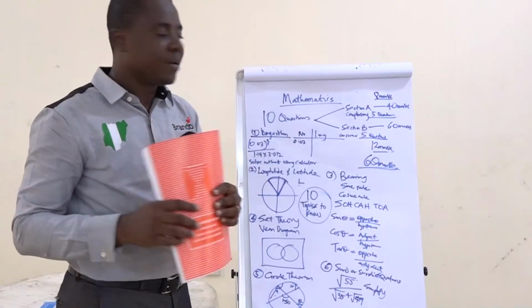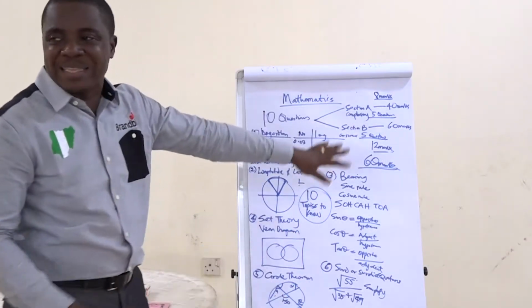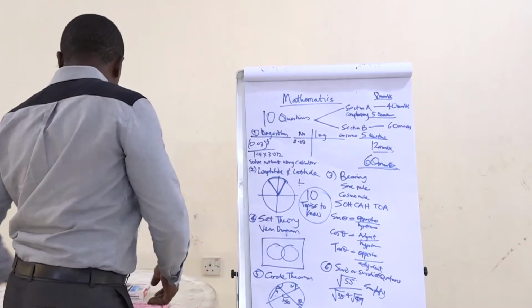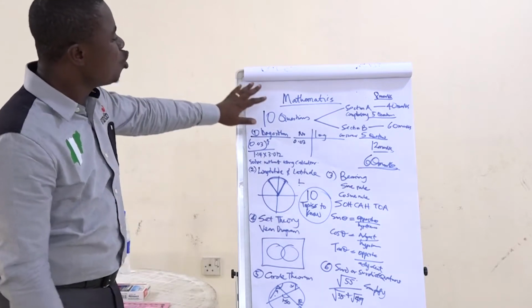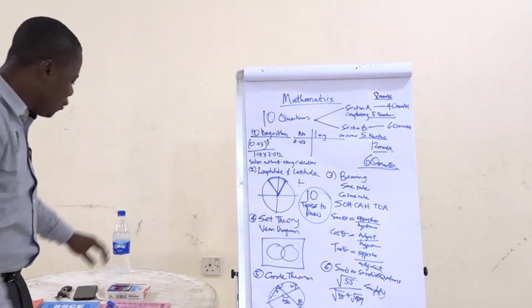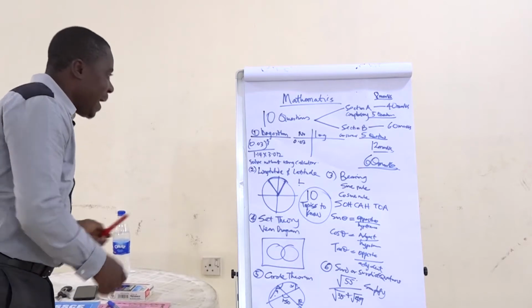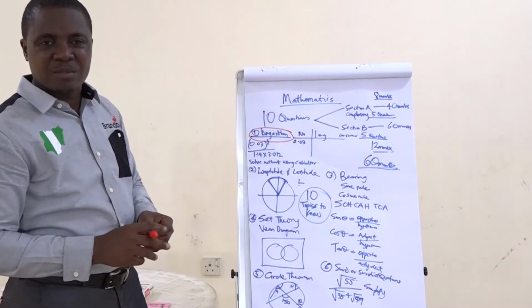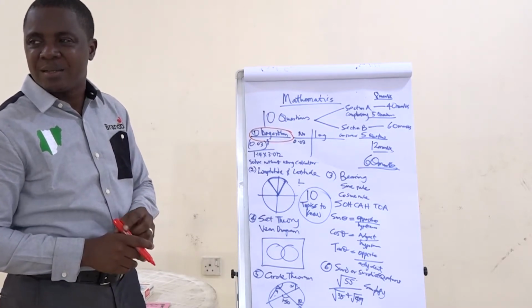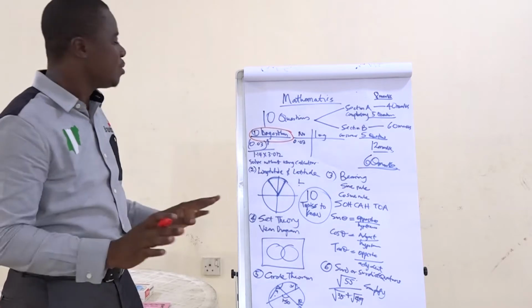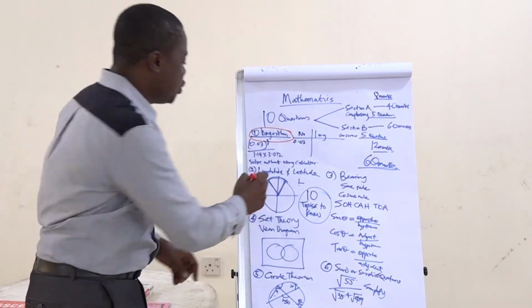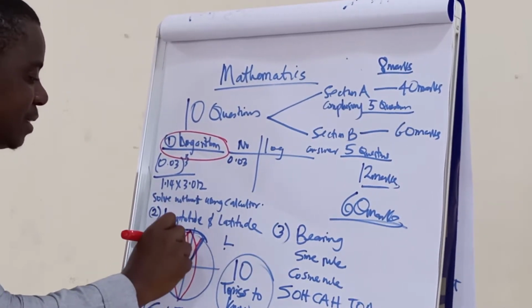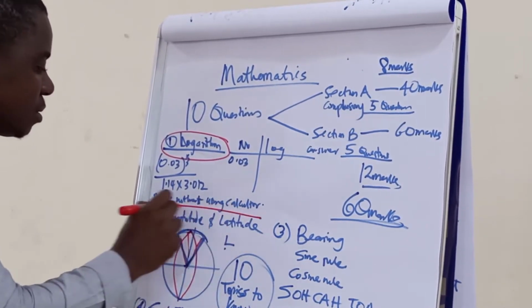If you want to pass WASSCE, just know these basic 10 topics and you are sure of passing. This one must come out. Must come out. They tell you this, you have something like this. This one must come out.